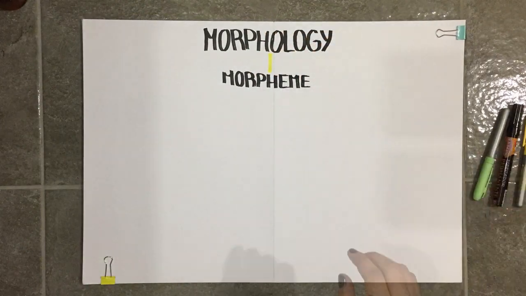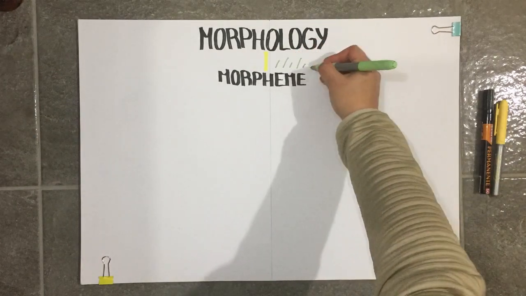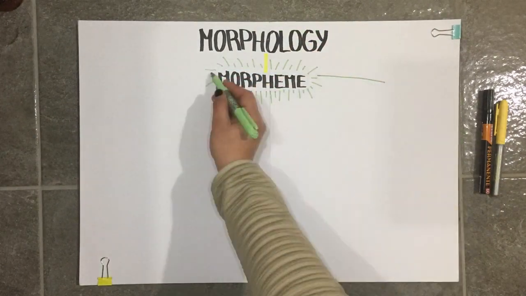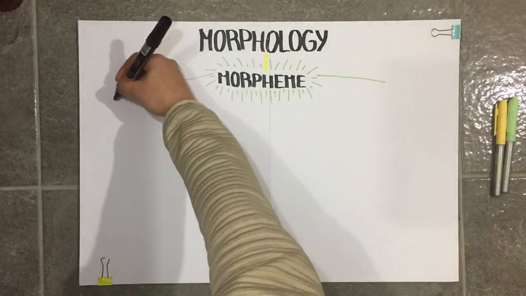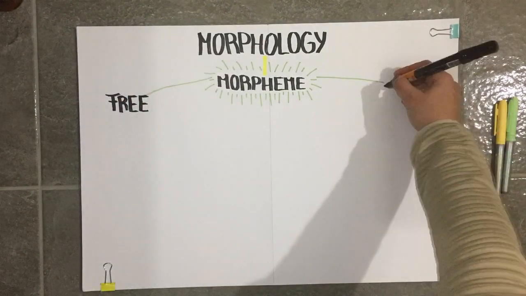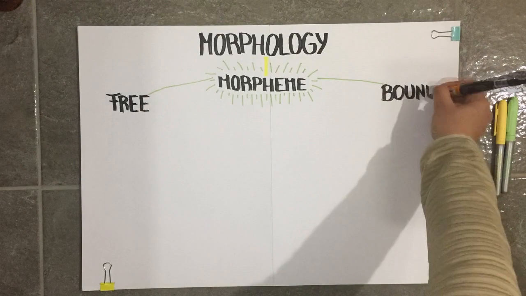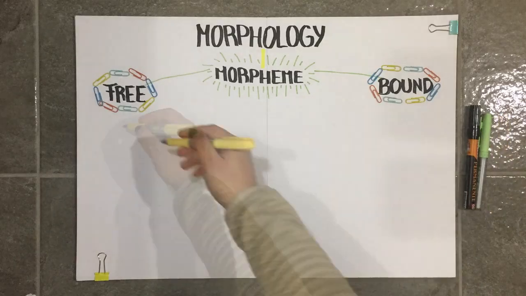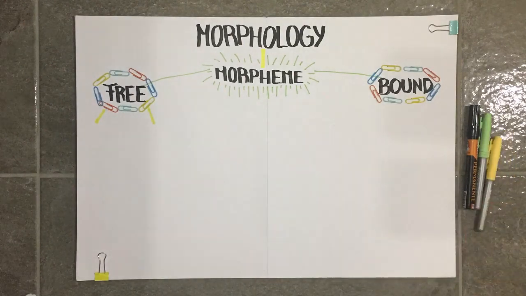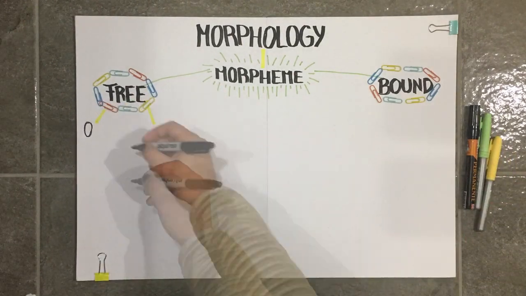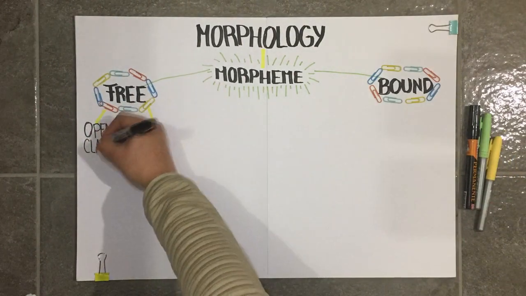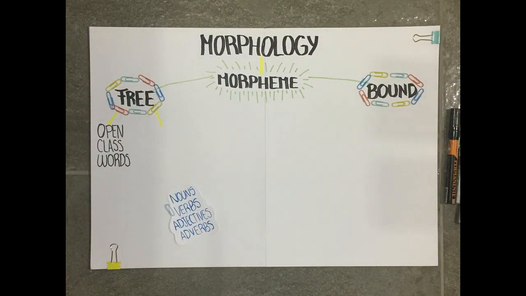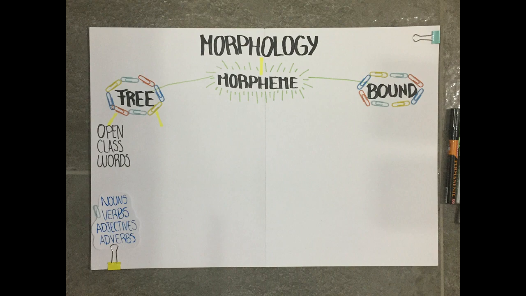It can be divided into two categories, free and bound morphemes. Free morphemes can stand alone as an independent word, and bound morphemes cannot normally stand alone and must typically be attached to another form. Free morphemes can be divided in two classes: open class words, also known as content words, that we can frequently add new morphemes to and create new words. These are verbs, nouns, adjectives, and adverbs.